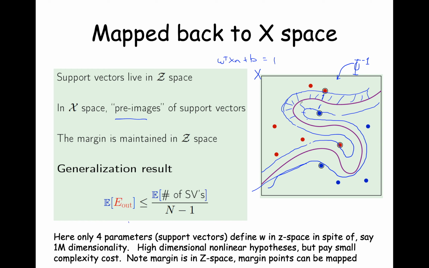And so here, in this example, you have 1, 2, 3, 4 pre-images of the support vectors. So this means you only have 4 parameters or 4 support vectors in the z-space. And in spite of having a z-space mapping that's in a million dimensions, it doesn't matter how highly dimensional your nonlinear hypothesis is. You only pay a small complexity cost. And it's really important to note that the margin is in z-space. And here we're just representing the pre-image, the inverse phi function mapping, to get what it looks like in our original input representation in our X space.